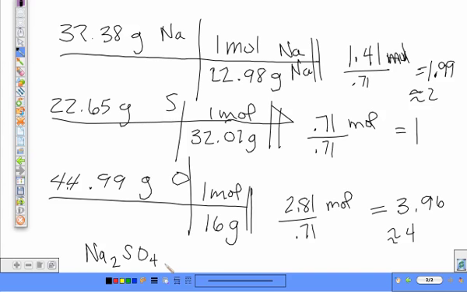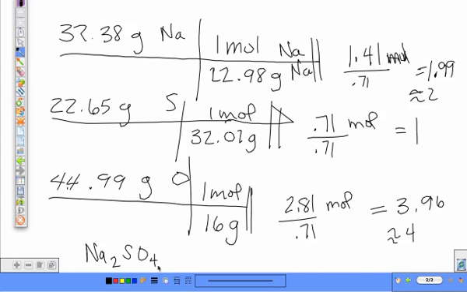What would be the name for that formula, that compound? Sodium sulfate. So the 2 becomes this subscript here. The 1, you don't really have to write a 1 as a subscript. 4 comes down here to 4.